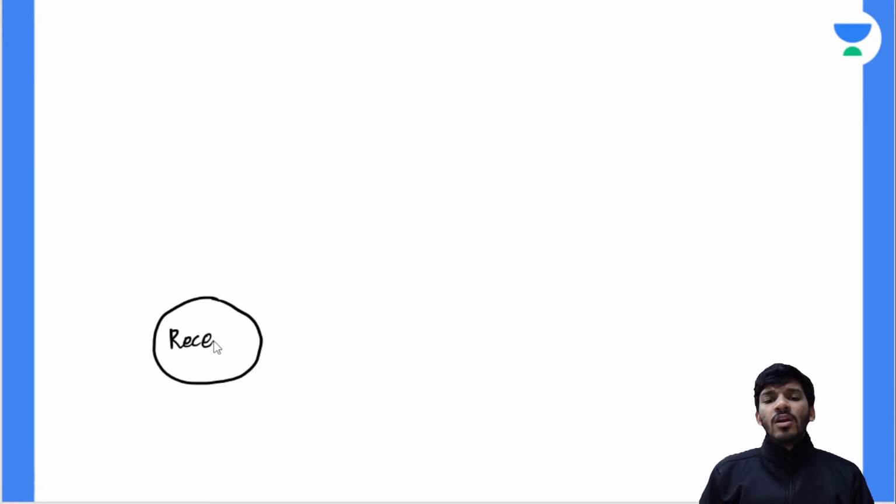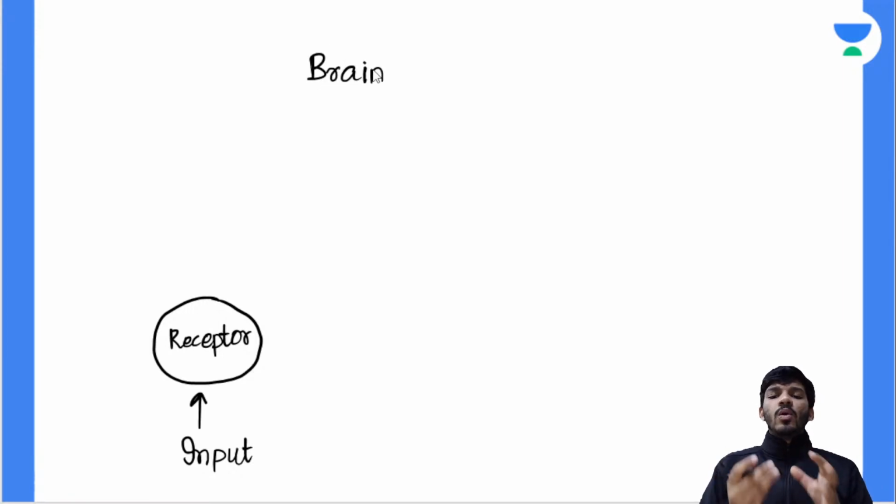So in your body, what is there? Please understand. In your body, you have receptors which are like your sense organs, right? You have receptors which are going to receive input. ठीक है? Then you have a central processing unit, that is the brain. Okay, क्या होता है in a computer? What is there? There is an input, there is a processing unit, and there is an output.